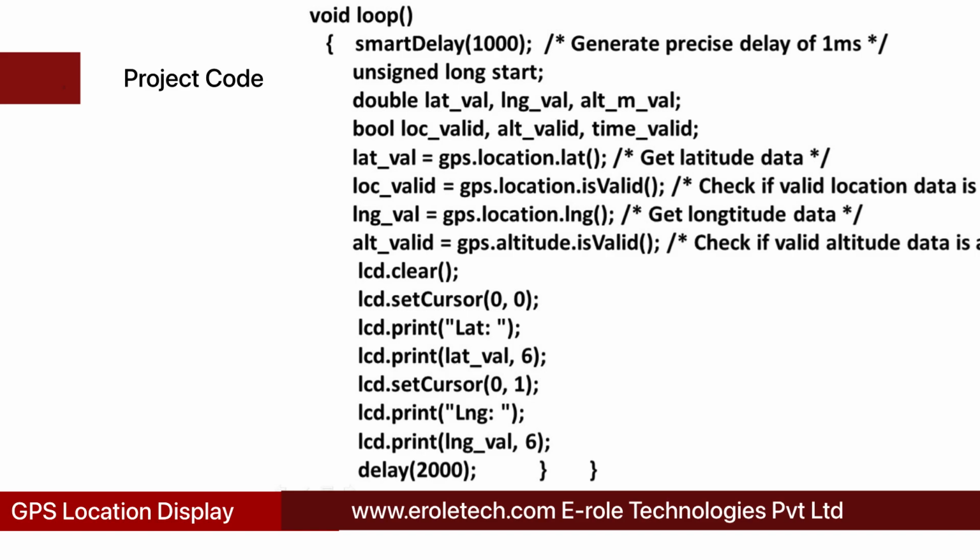lcd.print(latval, 6). This function will print the latitude on the LCD screen. lcd.setCursor(0,1). This function is used to print the message on the second line on LCD screen. lcd.print(lngval, 6). This function will print the longitude on the LCD screen. delay(2000). This function will generate 2 seconds of delay.